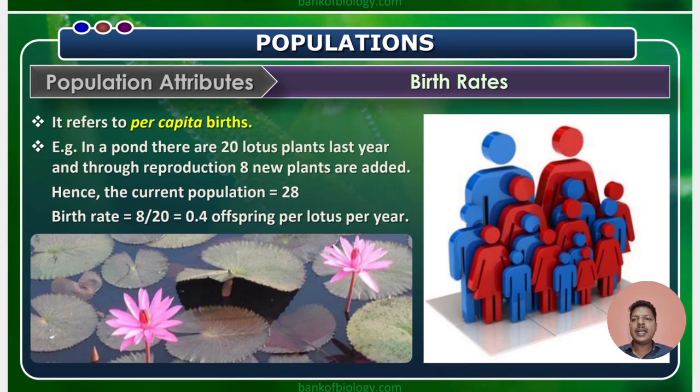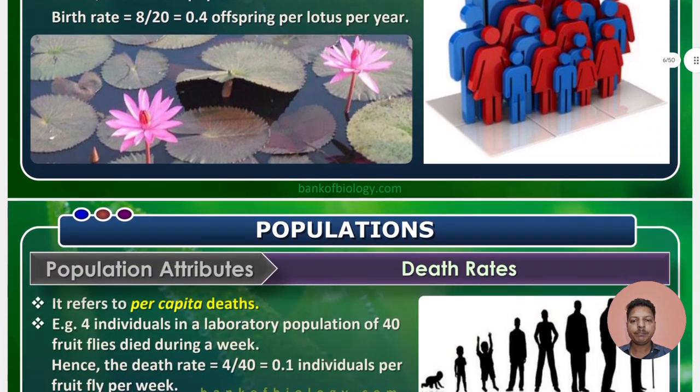Here you see, it refers to per capita births. Example: in a pond, if there are 20 lotus plants last year and through reproduction 8 new plants are added, hence the current population is 28. So the birth rate is the new plants added, that is 8, upon the last year's population, that is 20, equal to 0.4 offspring per lotus per year.